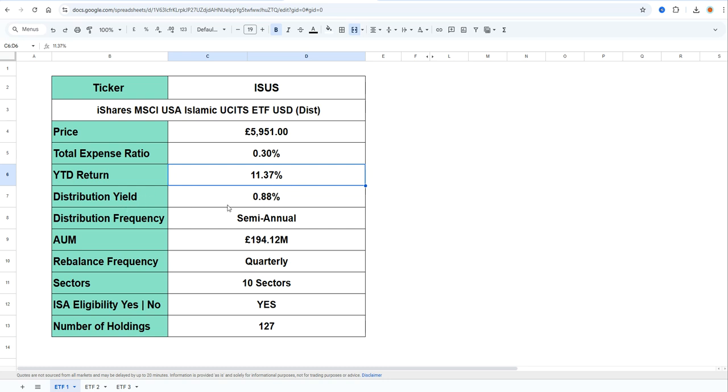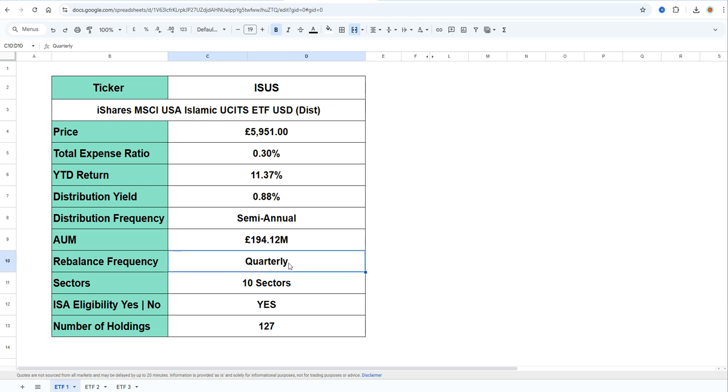On the distribution or dividend side of things, you've got 0.88%, which is decent, because a lot of these ETFs don't actually pay any dividends. Distribution is semi-annual, so I think they pay in May and November. Currently, they have assets under management of 194 million. That's how much money we've invested as investors.